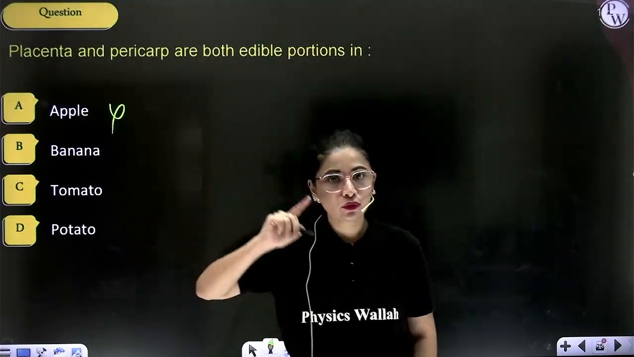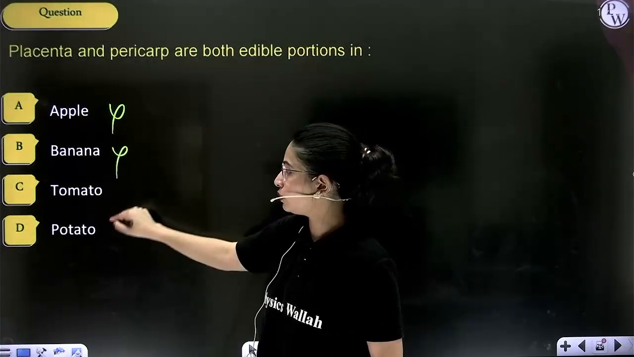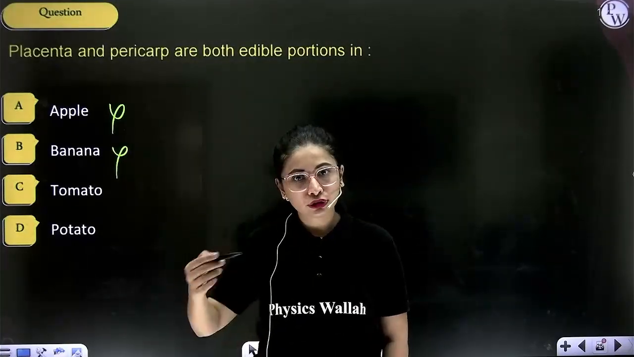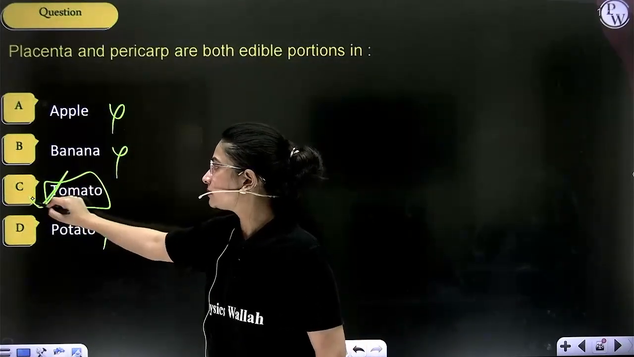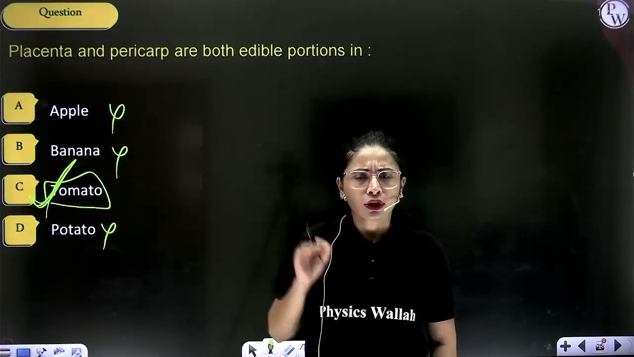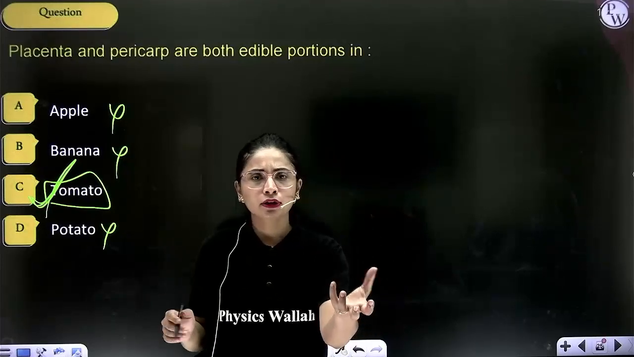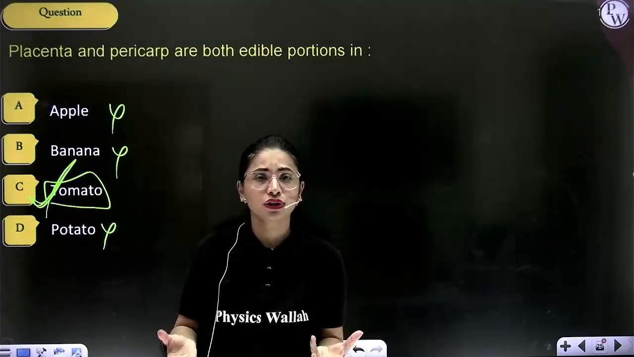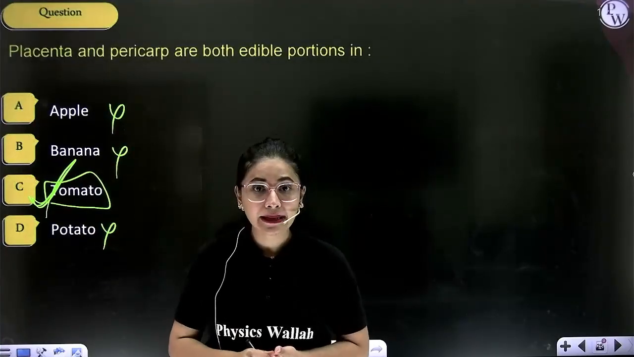Banana, you remove the pericarp, you only eat the remaining portion of the fruit? No. Same, potato also, you remove the epicarp. So the answer becomes tomato. In tomatoes, do you have to remove the epicarp? Do you have to remove their seeds? No. You take the tomato, wash it, even if you don't want to wash it, eat it as a whole. So the answer becomes C, tomato.